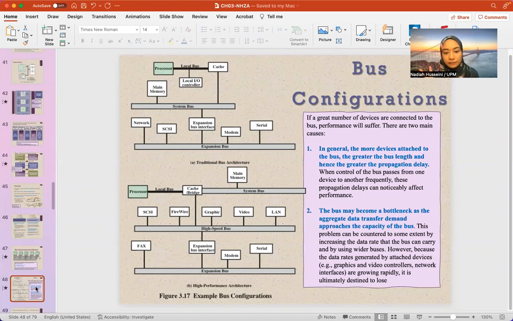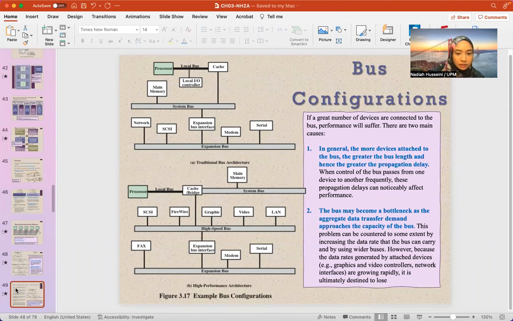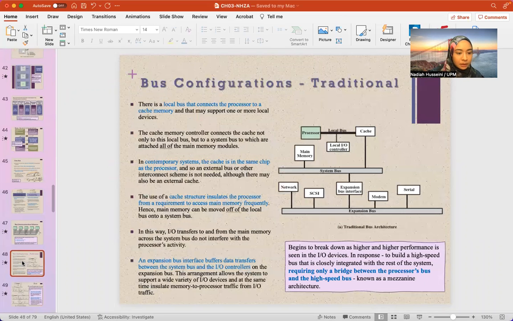So we have 2 bus configurations. One is the traditional and the other is the high performance architecture. So let me use my pen.